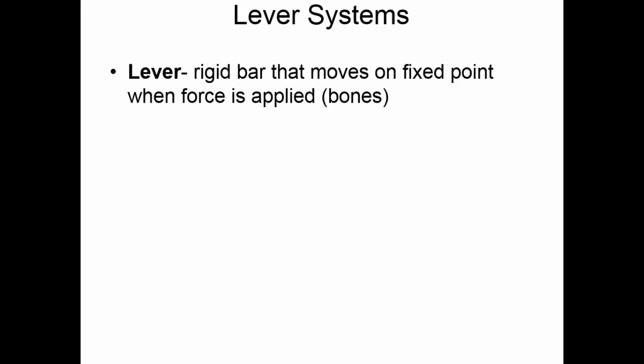The other thing that contributes to force and speed of contraction is the type of lever system that's being used. Now, a lever is a rigid bar that moves on a fixed point when force is applied to it. In the skeletal system, your bones are that rigid bar. They're the lever. The fulcrum is the fixed point. This is the point that's going to be the balance point. Your joints are the fulcrum in the skeletal system.